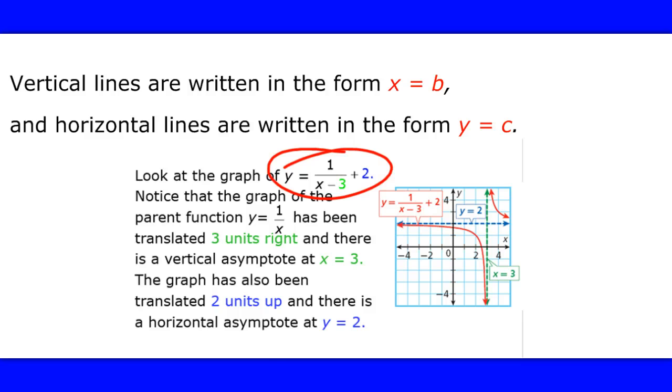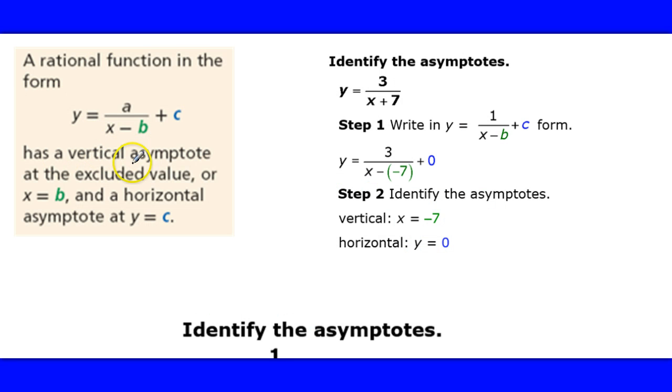Now, if we apply that to a general rule, this is the rational function in this particular form. You see your b value is whatever's subtracted from your x, and the c value is whatever's added on the end. And your vertical asymptote will be x equals whatever that b value is, and your horizontal asymptote will be y equals whatever that c value is. So here's an example, okay?